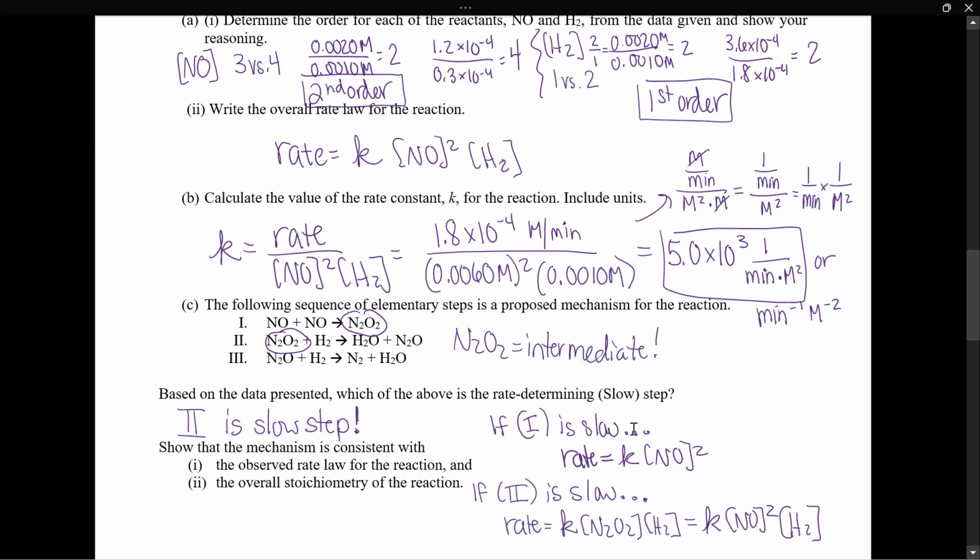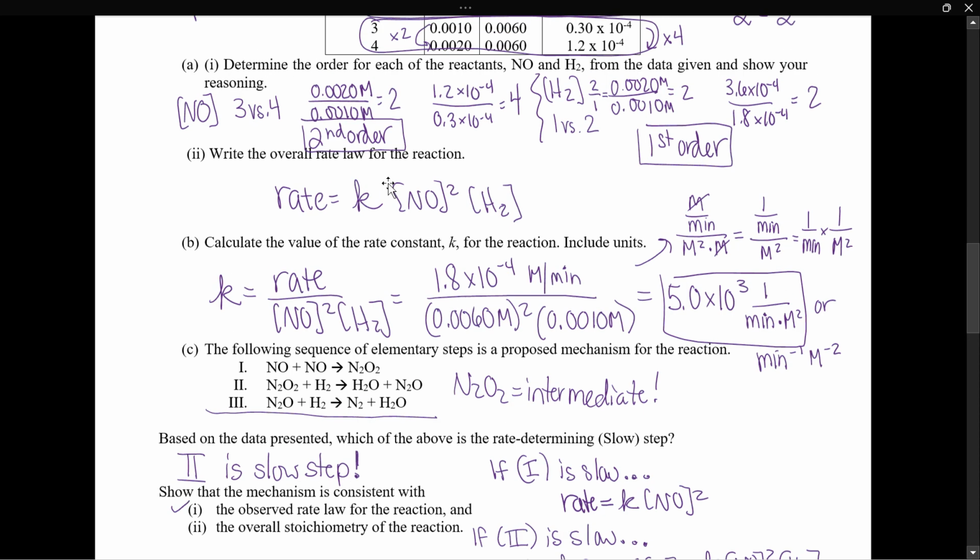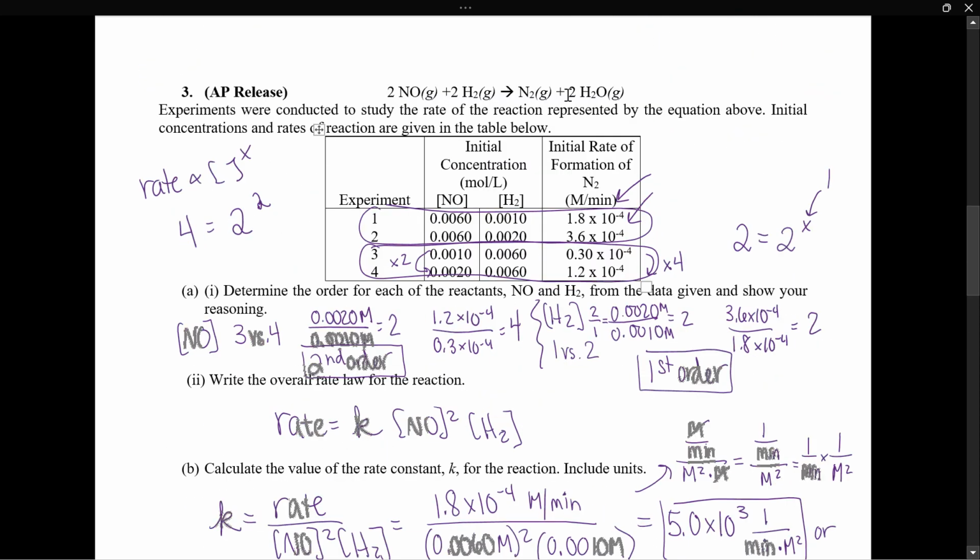And then I want to show that the mechanism is consistent with the observed rate law. I already did this right here. If step 2 is the slow step, then this is what the rate law would be. So that matches our observed rate law. So check. But the other thing I want to do is show that it matches the overall stoichiometry. What that means is we want to show that when we add these 3 steps up, it matches the overall reaction, which, remember, was given way back up here.